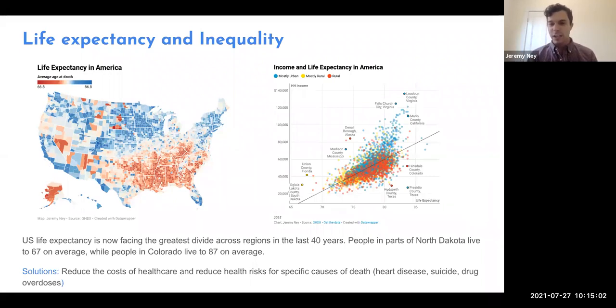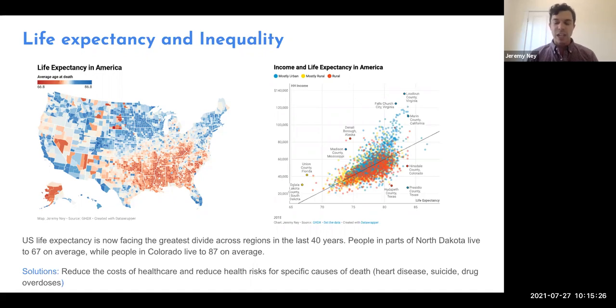That's the highest that it has been in the last 4 decades. And so the chart on the right shows just how correlated that is. I think it's about a 71% correlation between life expectancy and household income. So the wealthier county that you are born into, by just random chance, the more likely it is that you are going to live longer.